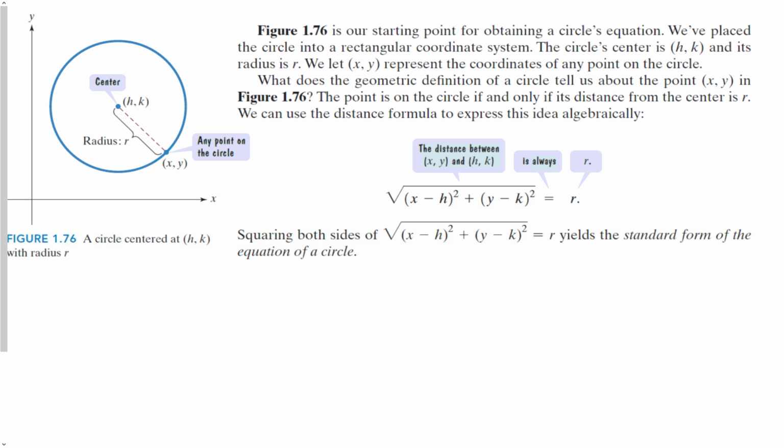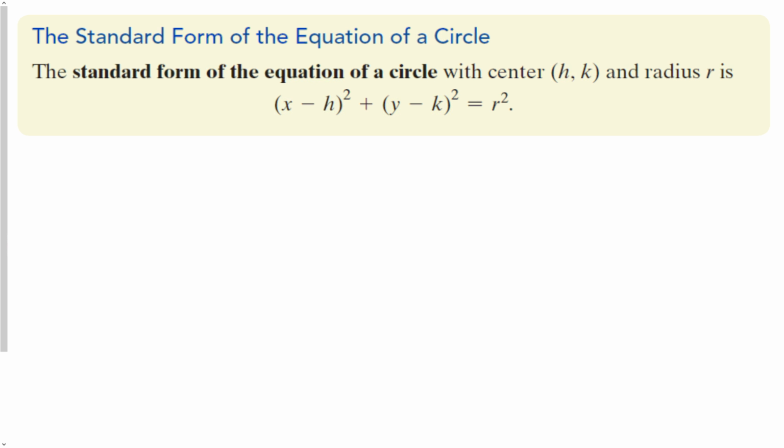So that means that if I take those 2 points, h comma k, x comma y, x as x1, h as x2, I can say that the square root of x minus h squared plus y minus k squared is always going to be equal to r. Now I have my distance formula. So the distance between xy and hk is r. And that's the definition of a circle. If I square both sides of this, I get an equation for the standard form of a circle.